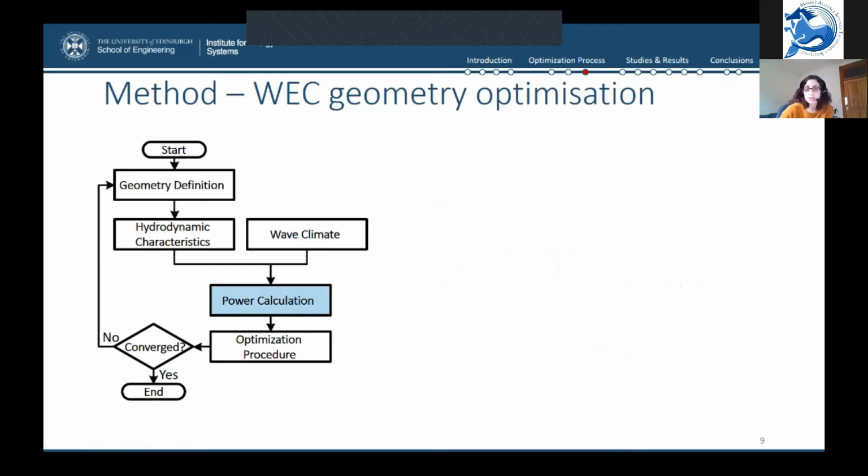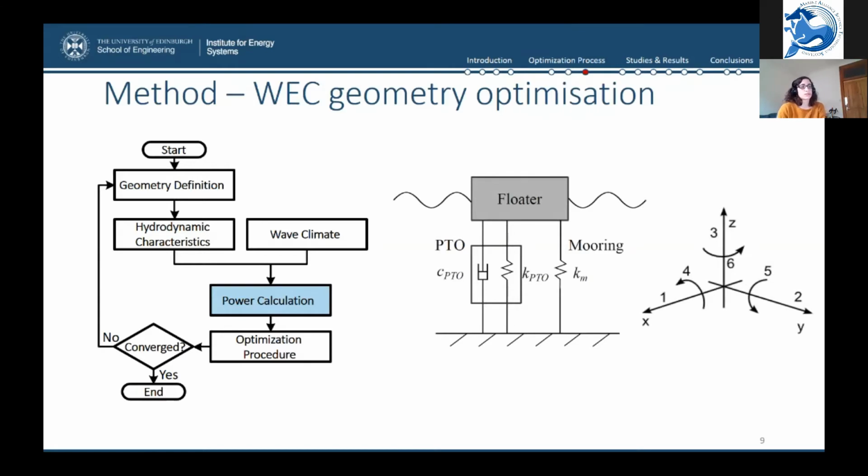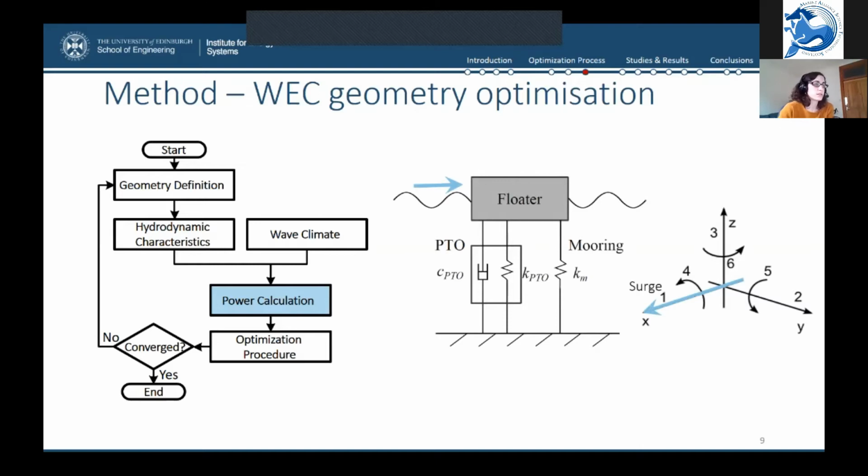And so for this, I used a simplified wave energy converter model where the power takeoff system is considered to be optimal and is modeled as damping, a stiffness, and an inertia terms. And in the original implementation, or the original approach developed by the late Dr. McCabe, devices were oscillating only in surge, so in the direction indicated in the drawing.